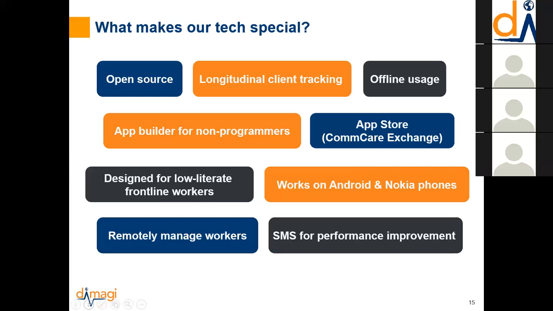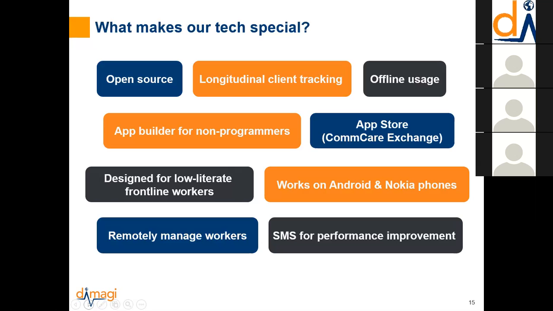So what makes our technology special? Well, first off, it's open source. So that means that all of our code is actually published online on GitHub. That doesn't mean that the data is open to anyone. The data is only seen by the people who build the project space, so the specific organization. But the code for building ComCare is actually all open source.